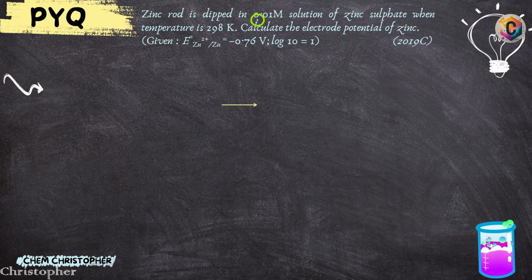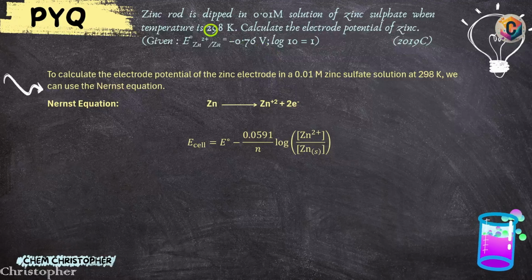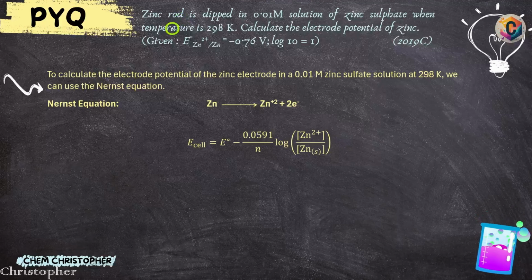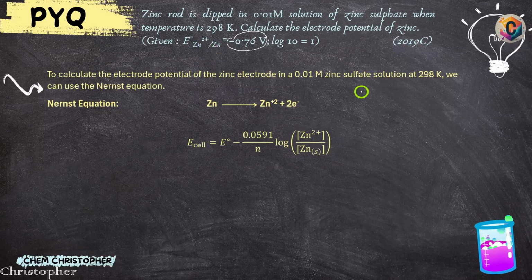A zinc rod is dipped in a 0.01 molar solution of zinc sulfate at a temperature of 298 Kelvin. Calculate the electrode potential of the zinc. Got it? So here, first you should know whether this zinc rod is acting as anode or cathode. To find this out, you have to look at this value. For zinc plus 2 to get converted to zinc, the value is minus 0.76 volt, which means that it doesn't want to get reduced to zinc. So it is acting as anode.